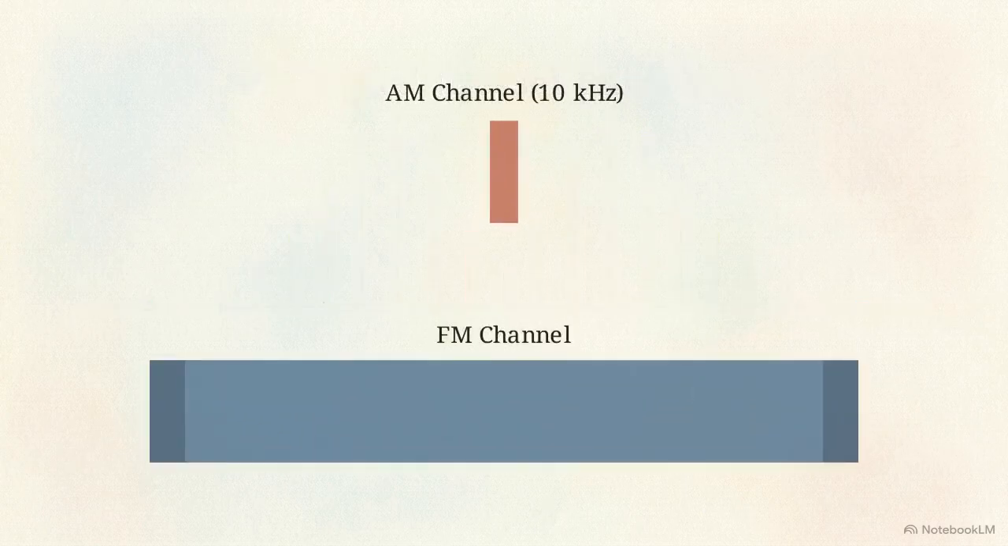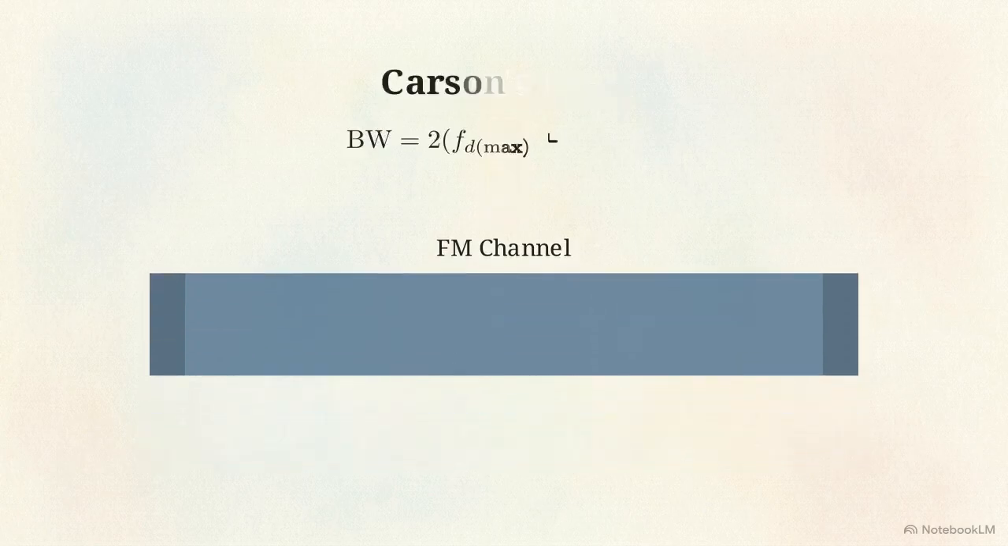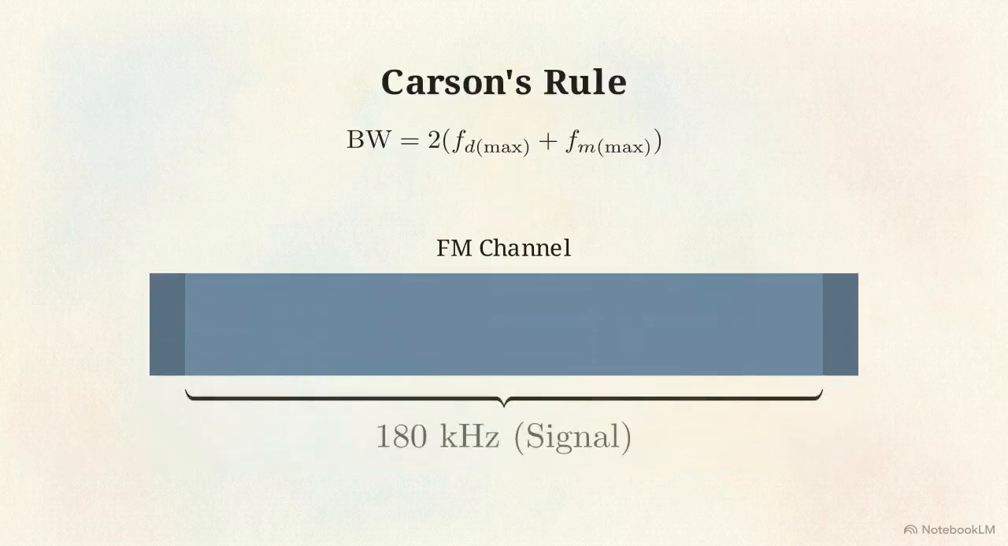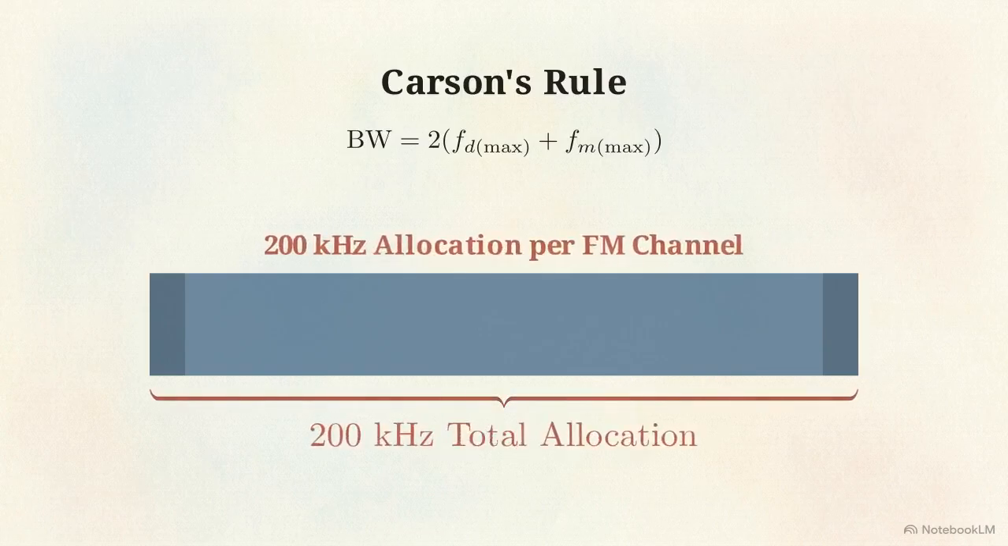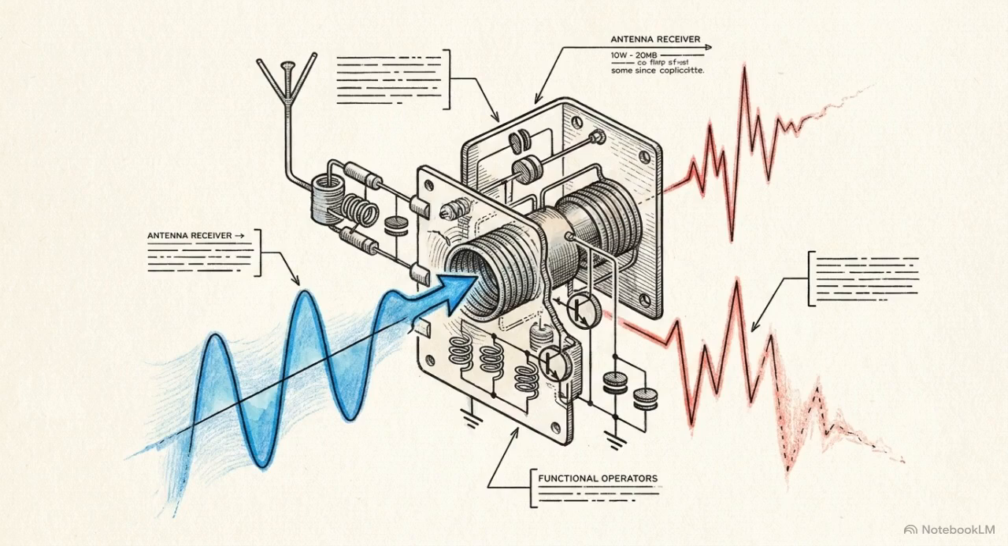This demonstrates the stark contrast in scale. We estimate necessary channel width using Carson's rule, calculating total bandwidth as 2 times the sum of the maximum frequency deviation and modulating frequency. This demands an allocation of 200 kHz per FM channel. That wide bandwidth enables a unique physical phenomenon called the capture effect.